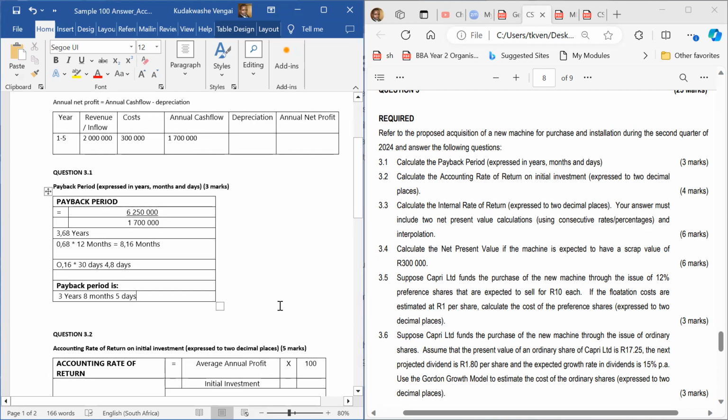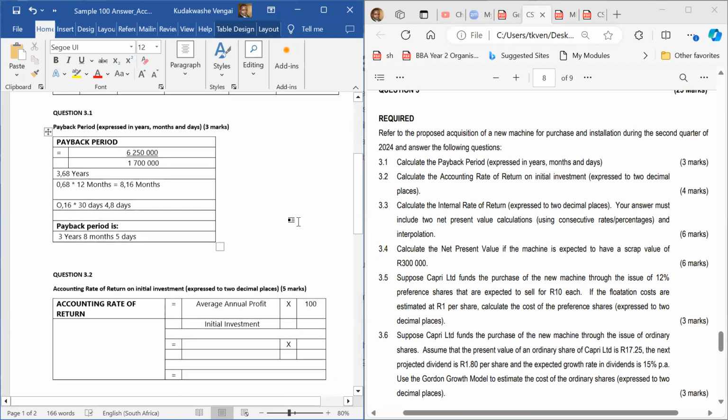In terms of your presentation, the thing you have to be careful about is, like I said, your lecturer says present it in years, months, and days. So you have to make sure that you have presented your final solution in the correct format that he has asked for. Right? So let's go to question number 3.2.